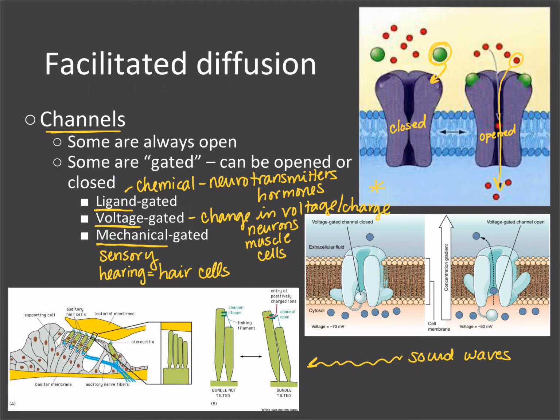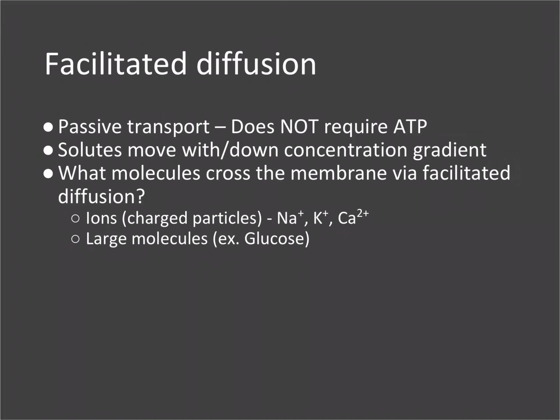Now, facilitated diffusion has some similarities to simple diffusion. Just like simple diffusion, it is passive transport, which means that it does not require ATP, which means that it's not requiring energy in order for it to occur. Also, like simple diffusion, during facilitated diffusion, solutes are going to move with or down the concentration gradient. So this means that those substances are moving from a high concentration area to a lower concentration area.